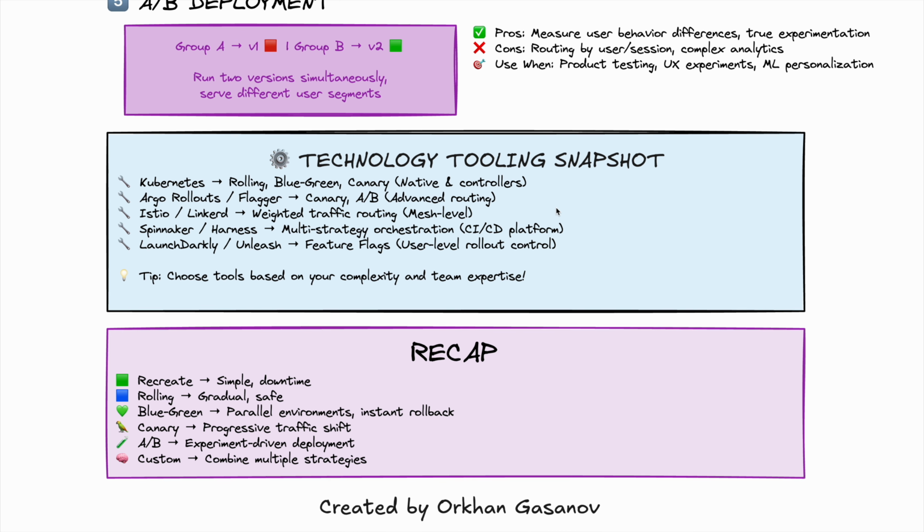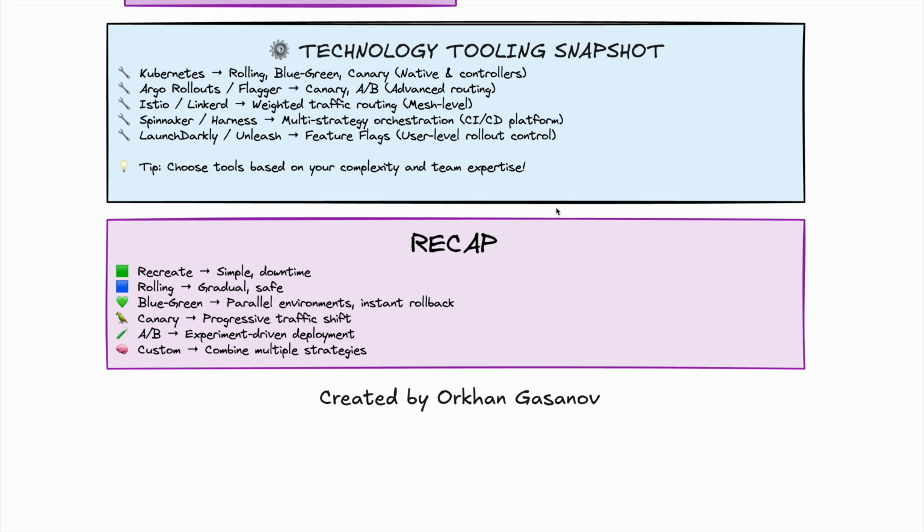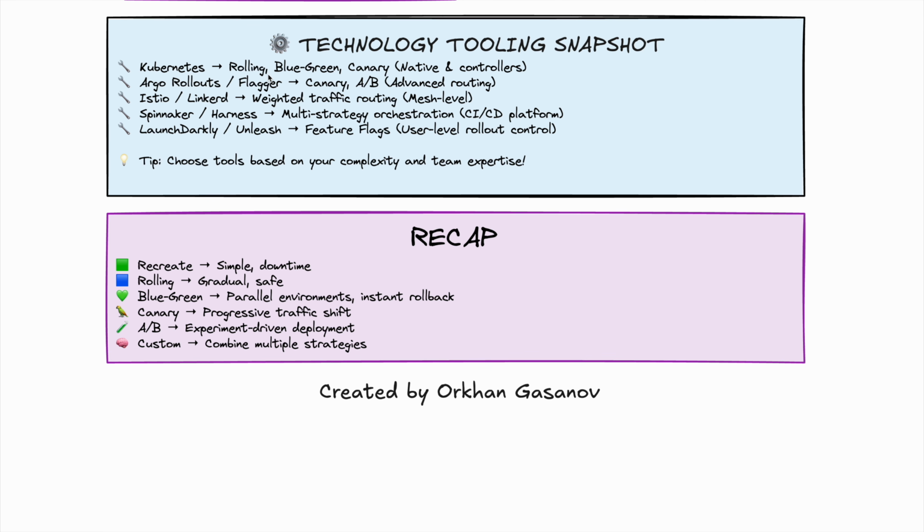Okay, which technologies and tooling are we using for the deployment strategies? Let's start with Kubernetes. Kubernetes has all the tools in place for rolling, blue-green, and canary deployment. If we want to do advanced routing, for example for canary and A/B, we use Argo Rollouts. For weighted traffic routing on the service mesh level, we use Istio. For multi-strategy orchestration, we use Harness, and for feature flags, we use Unleash and similar tools.